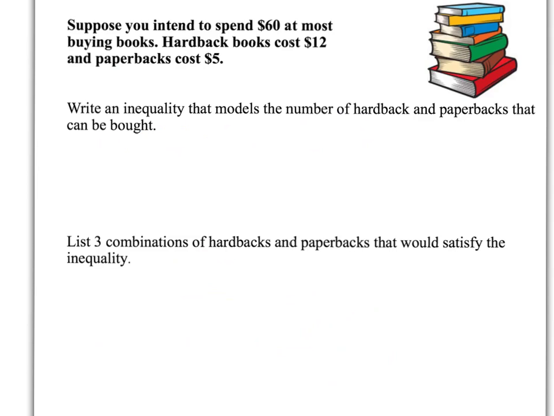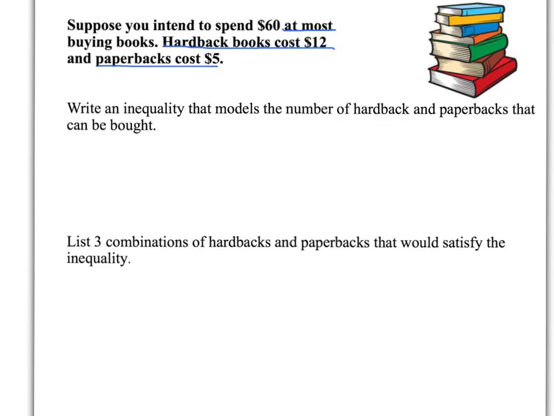The next problem says that suppose you intend to spend $60 at most buying books. Hardback books cost $12 and paperbacks cost $5. So we have a couple more keywords in here. At most. That tells us that 60 is the highest number, that whatever you spend, it has to be less than $60. The thing that's different with this problem is that there's two things. We have two variables. The hardback books cost $12 and the paperbacks cost $5.